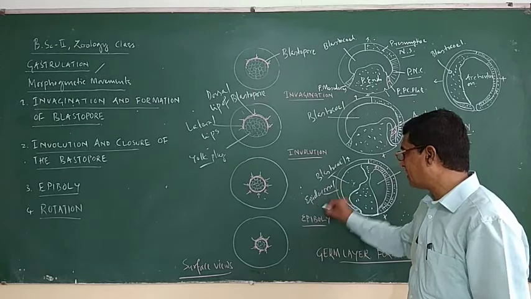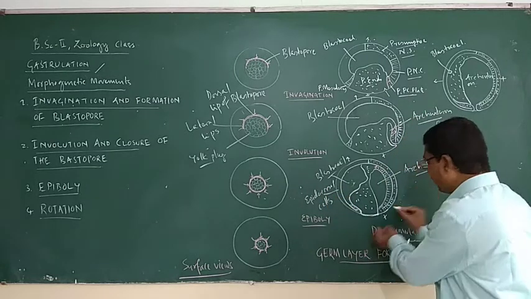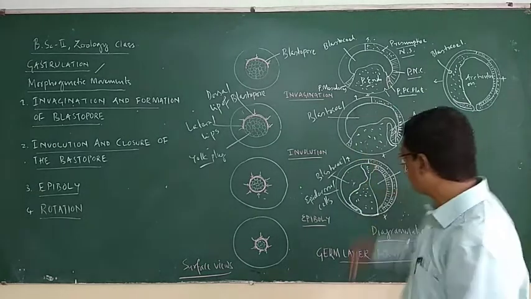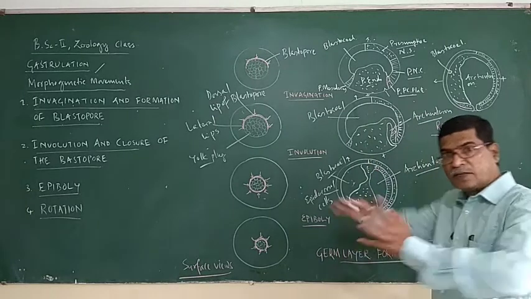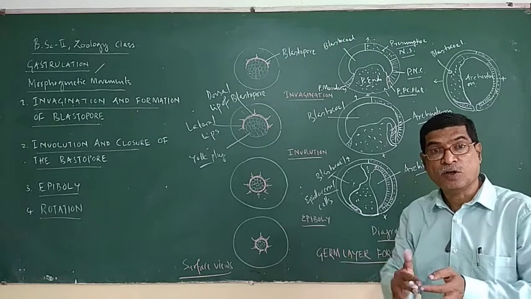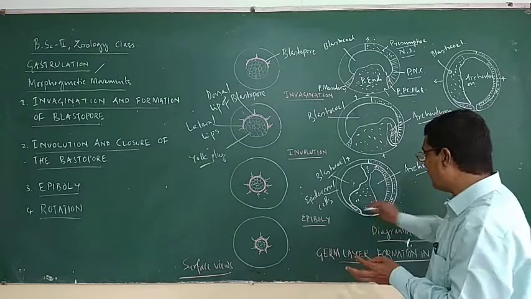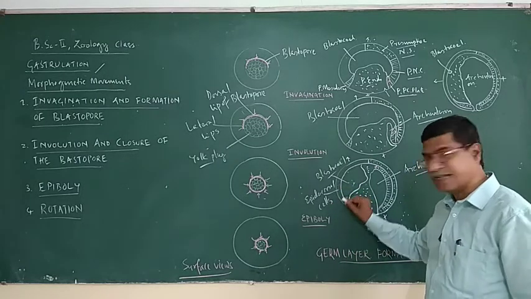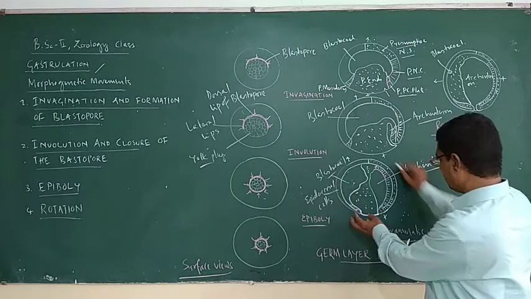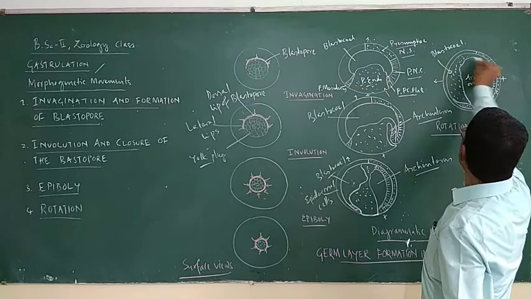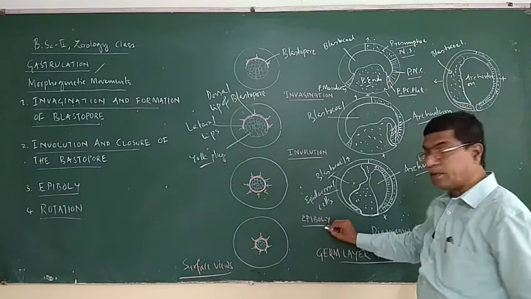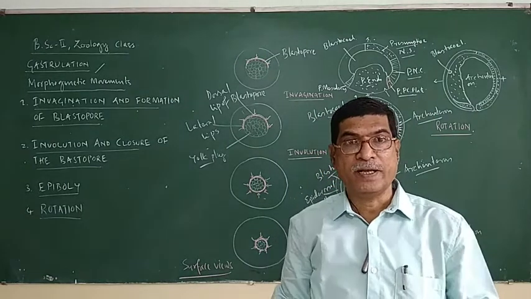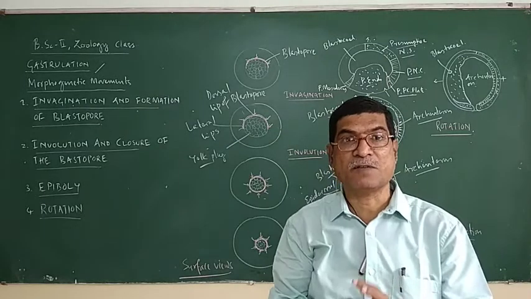As these cells are moving inside, these epidermal cells are also replicating at a faster rate, and they cover the entire embryo from all sides. So the entire embryo is externally covered by ectoderm, or epidermal cells. Clear? This is called epiboly. Epiboly means the spreading of epidermal cells over the entire surface of the embryo.